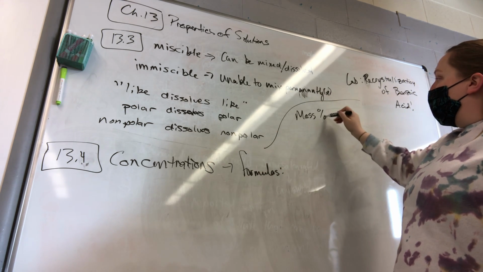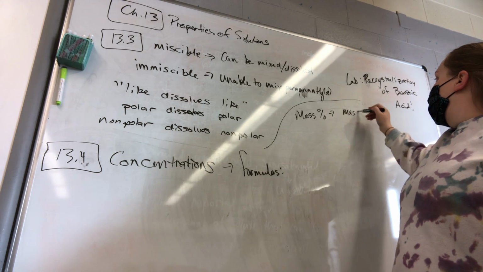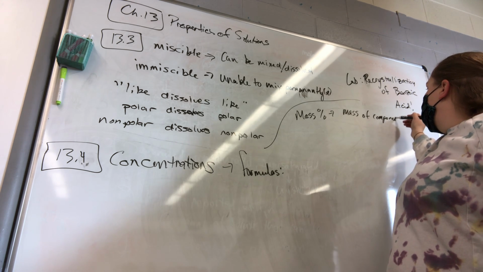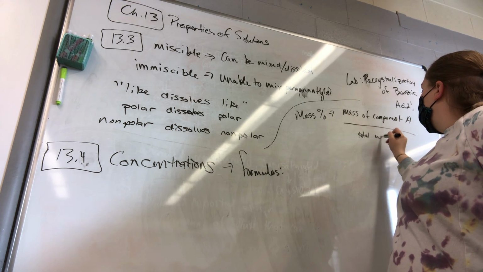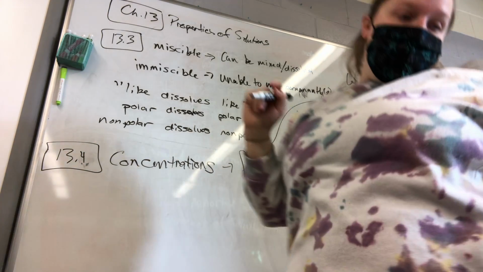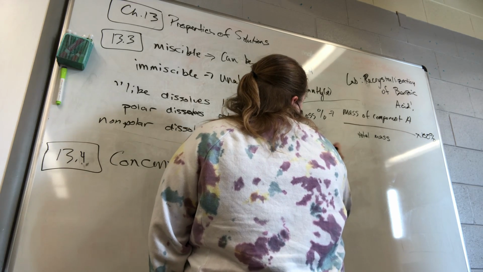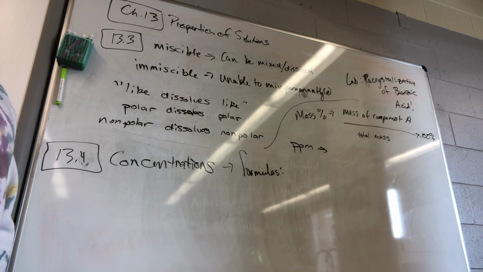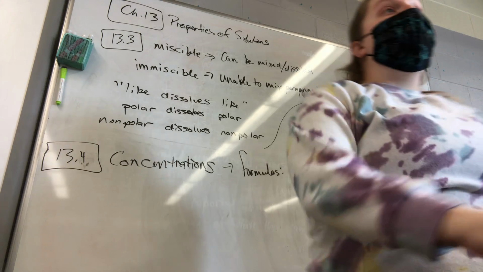First is mass percent. Mass percent is the mass of a component, let's say A, over the total mass, times 100%. Is that in grams? Isn't anything. Just make sure it's the same thing on top and bottom. Correct. Yes. When in doubt in chemistry, it's in grams if I say mass, yes.